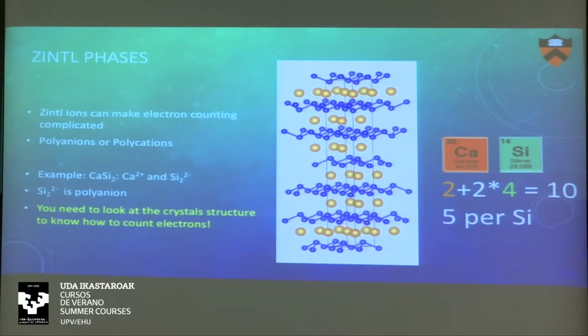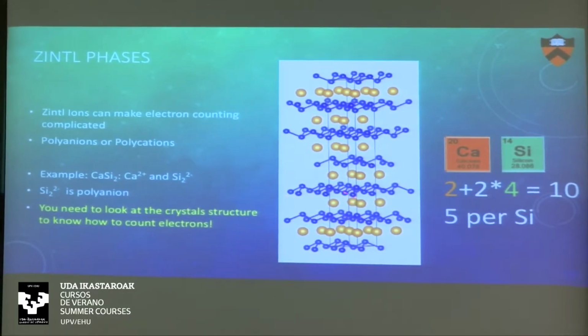The mostly used example is calcium silicide, so it's CaSi2. And if we would do our electron counting here, we would count 10 total, and we have 2 silicons, so we divide by 2, we get 5 electrons per silicon. So that's not 8, right? So it's completely off. So we would think it's a metal.